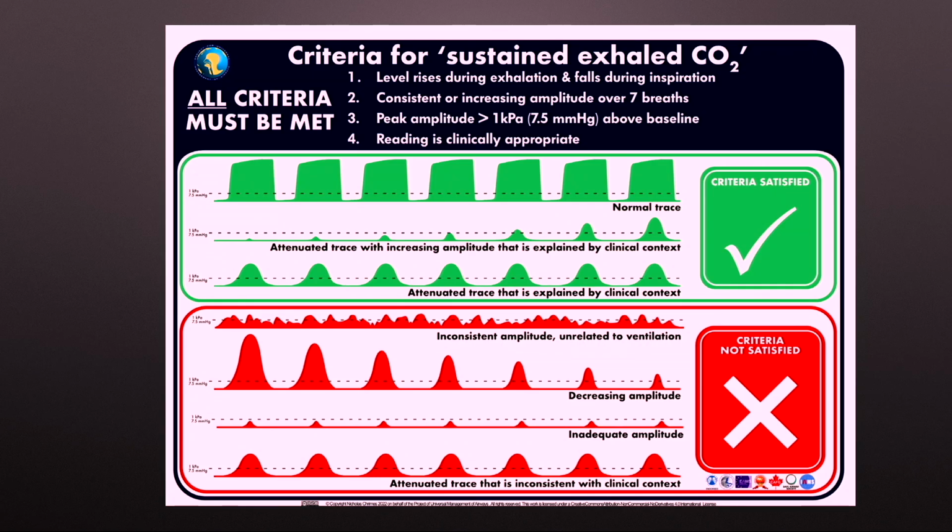Number 3, the number itself has to be at least 7.5 millimeters mercury. It has to go up by at least 7.5 for the breath to actually count, and then it has to be clinically appropriate. If the number is 120 for whatever reason, that's probably not clinically appropriate. If the number is 3, that's also probably not clinically appropriate. If the number is somewhere between, say, 15 and 35, 45, 50, then that's probably clinically appropriate.